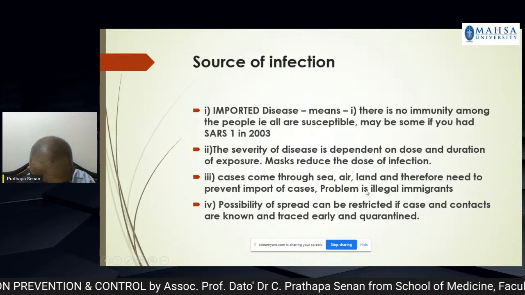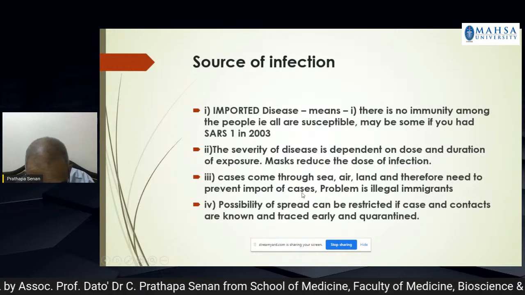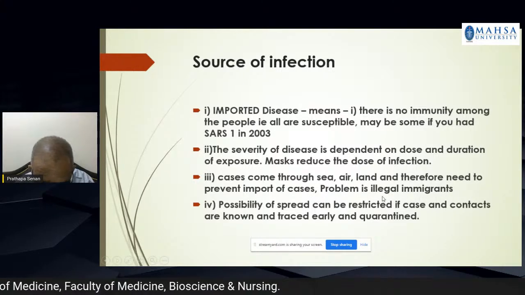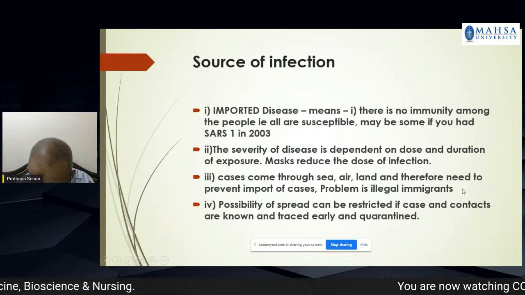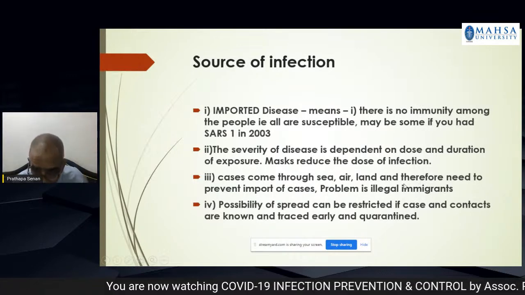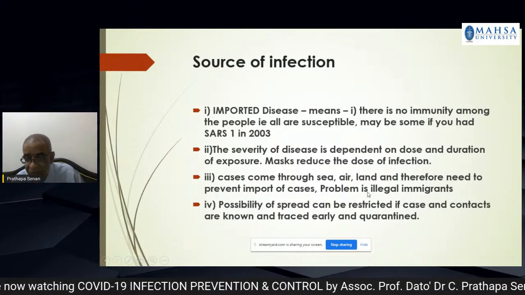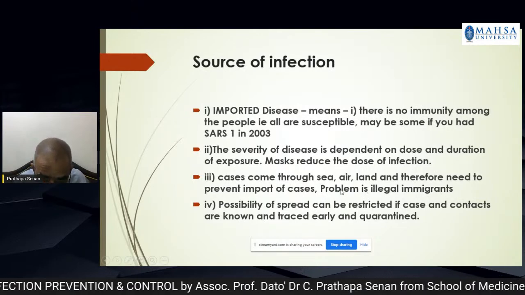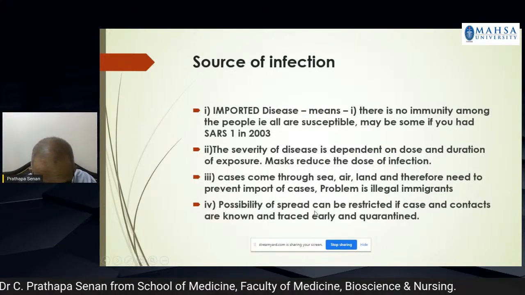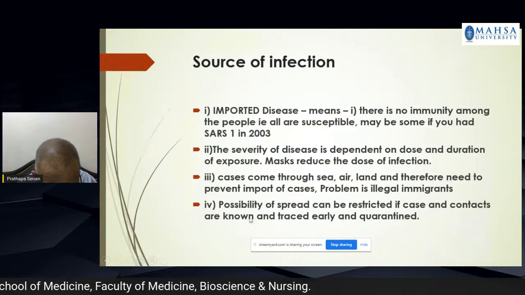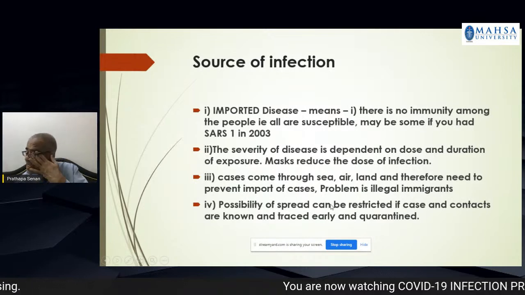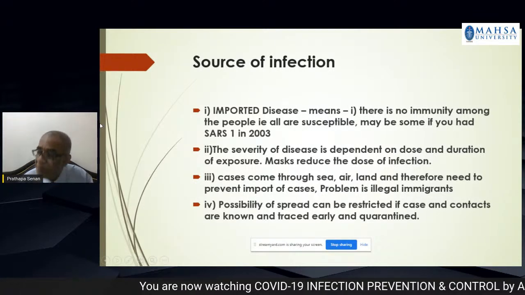Cases come through the sea, air and land, and therefore we need to prevent import of disease. The problem is illegal immigrants whom you do not know, who normally don't like to be seen and stay in the community, and when it has spread to a lot of people, only then does it become evident that there is a disease. So the problem is illegal people coming into the country with the disease. The possibility of spread can be restricted if cases and contacts are known and traced early, and quarantined, not home quarantine, but quarantine away from families.